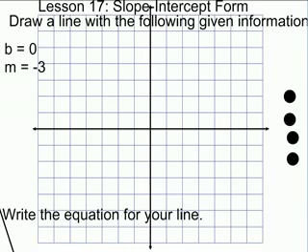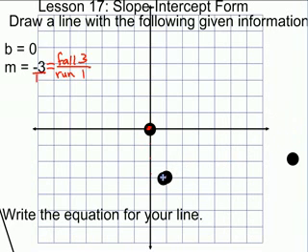This one gives me a y-intercept of 0 and a slope of -3. My y-intercept is 0, that means it's the origin. And my slope is -3. That means I fall 3, and whole numbers can always be written over 1, so I run 1. So from this dot right here, I'm going to fall 3, 1, 2, 3, run 1, and that's where my next dot goes.